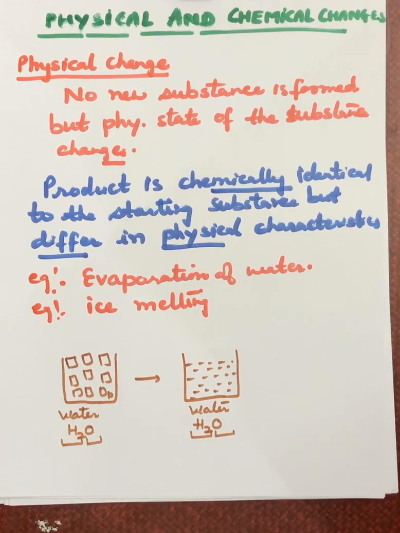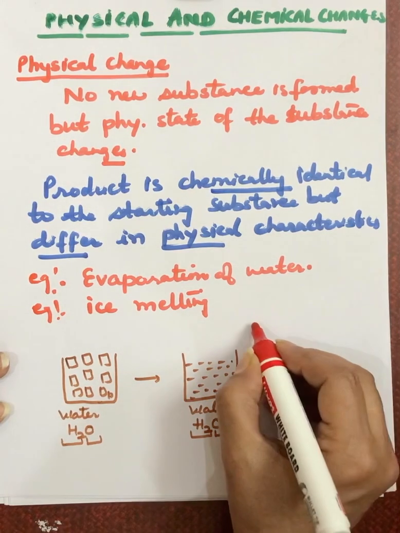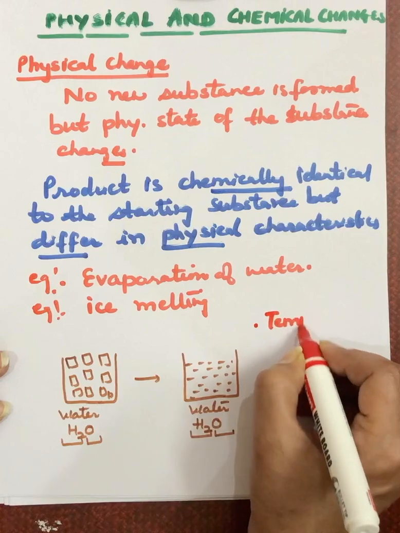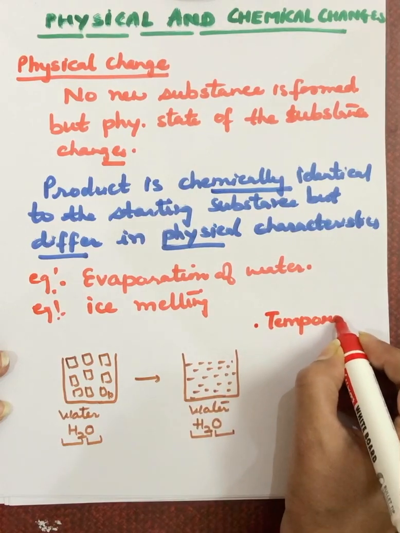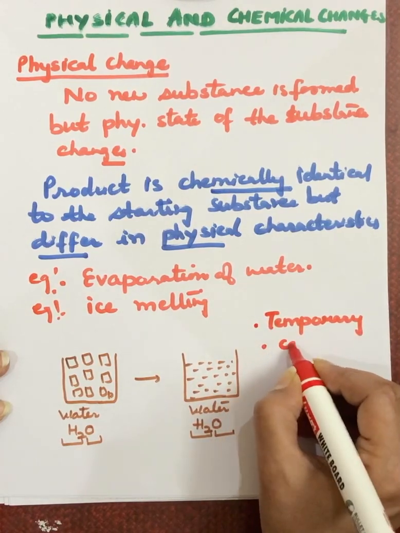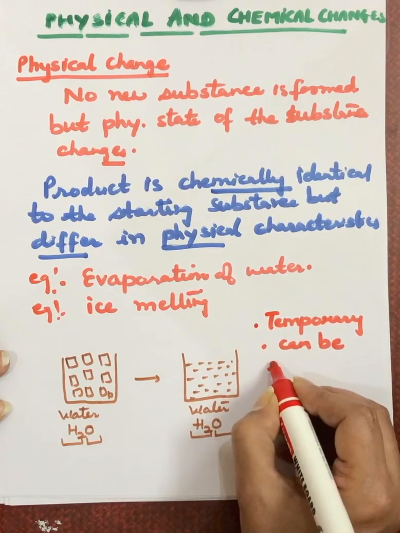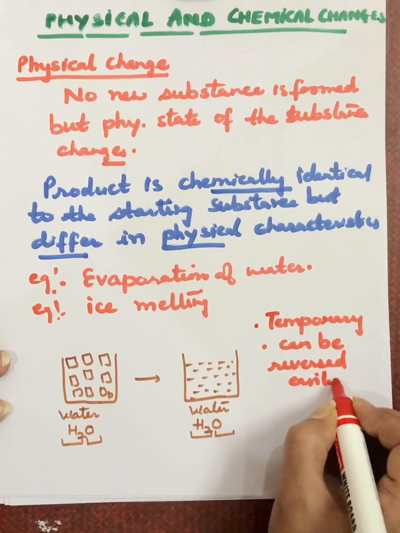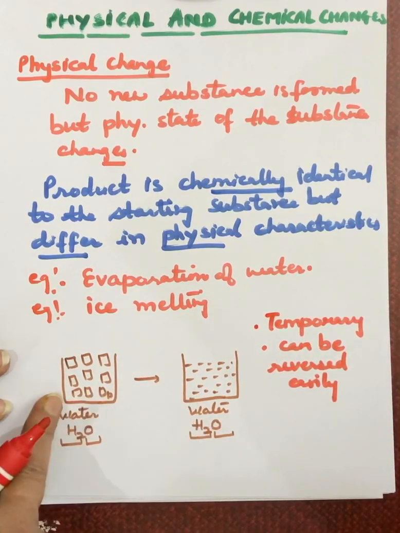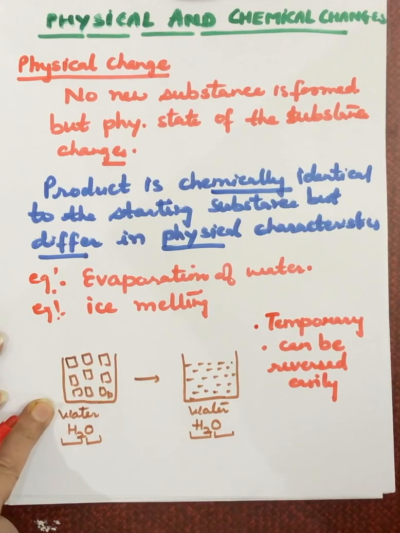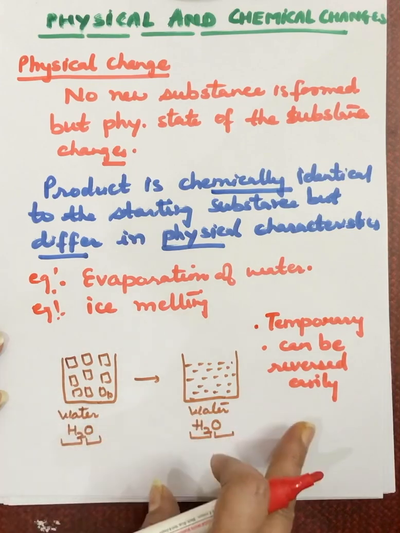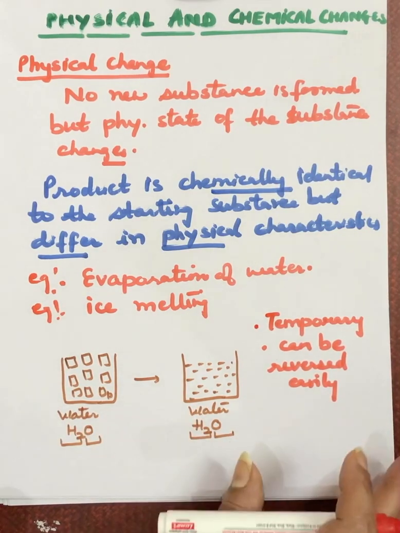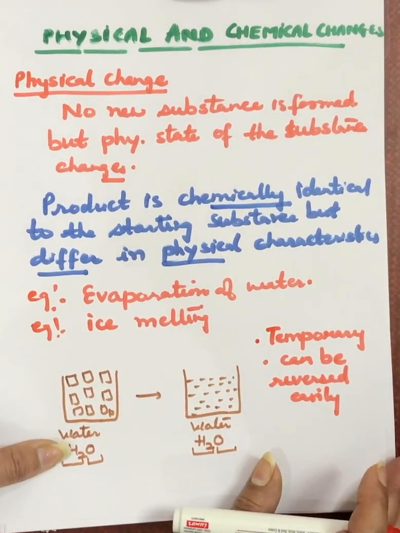Now, what are the characteristics that we'll see in a physical change? One is that it is temporary. Temporary means it can be reversed easily. It can be easily changed back to the original form. We can change this liquid to ice just by lowering the temperature. This will change back to the original form. So this is temporary, or you can say we can easily reverse this change. So this is what a physical change is.